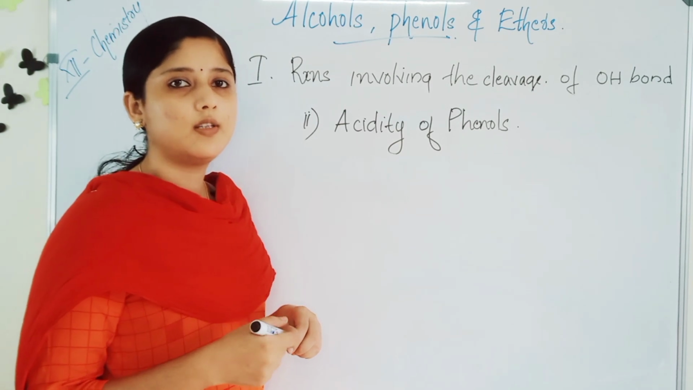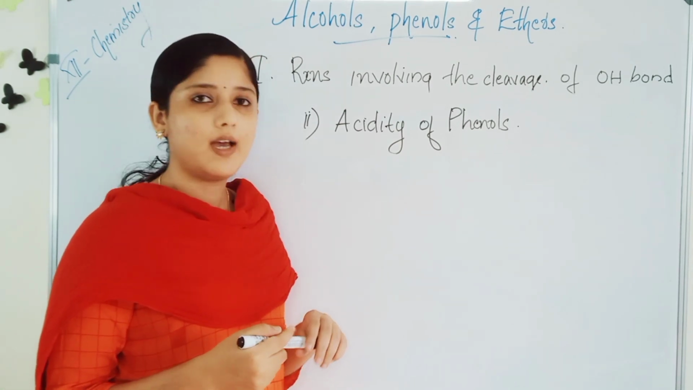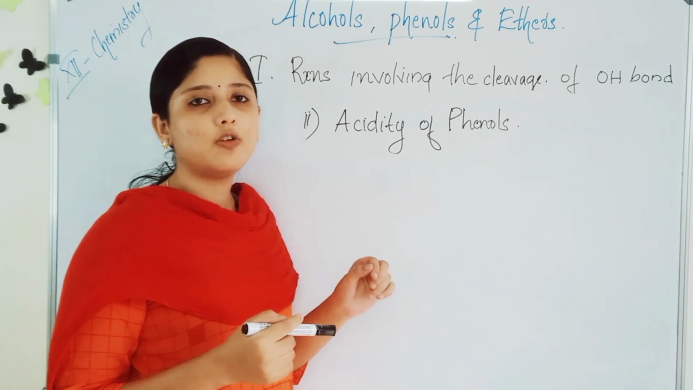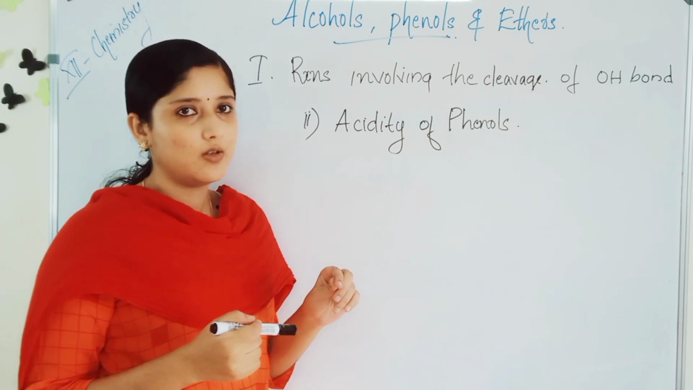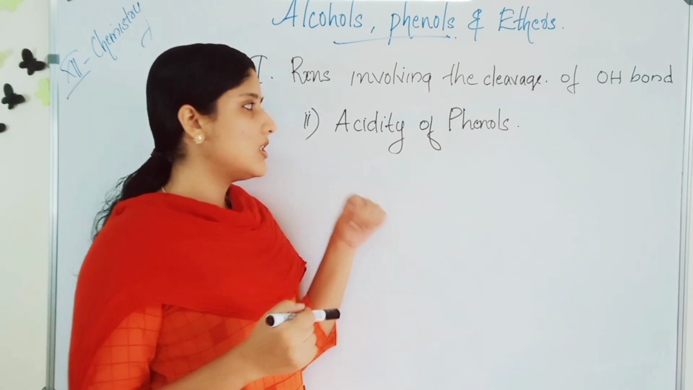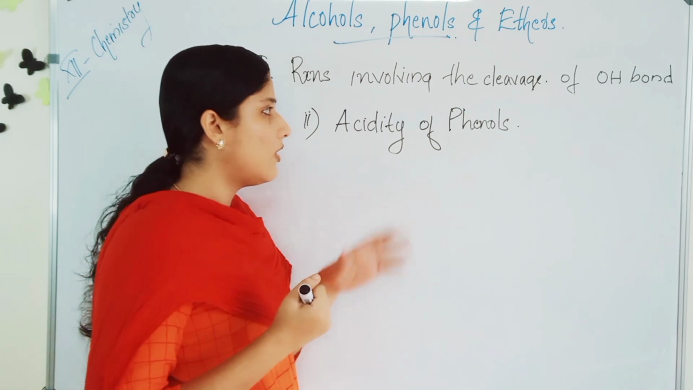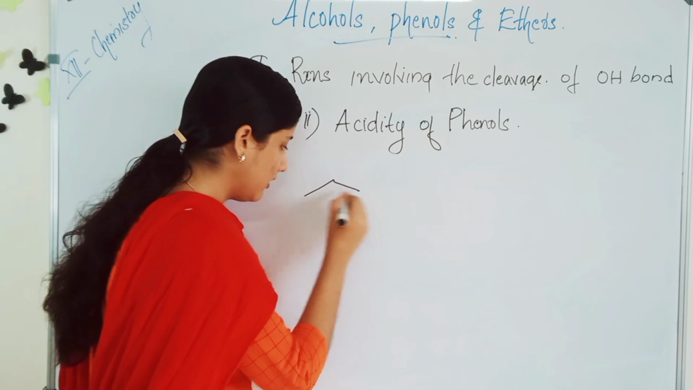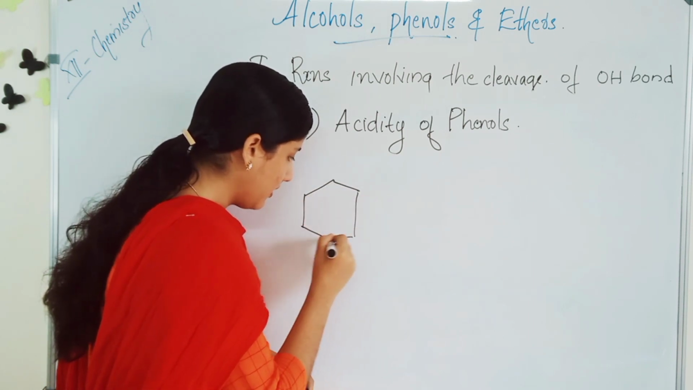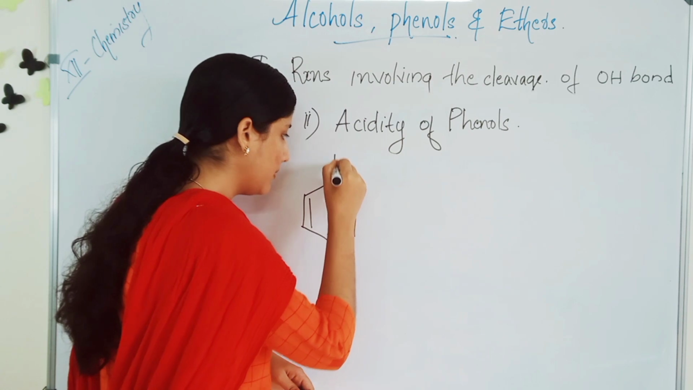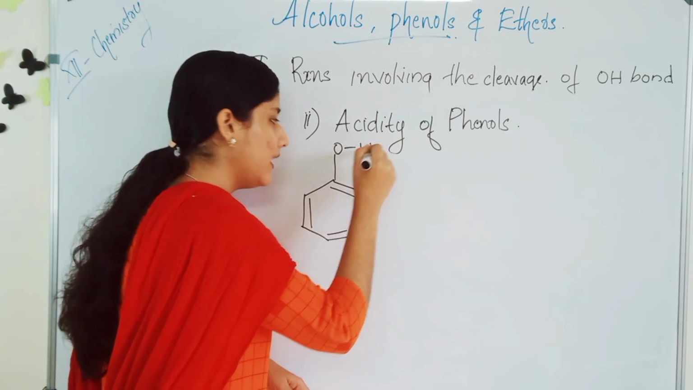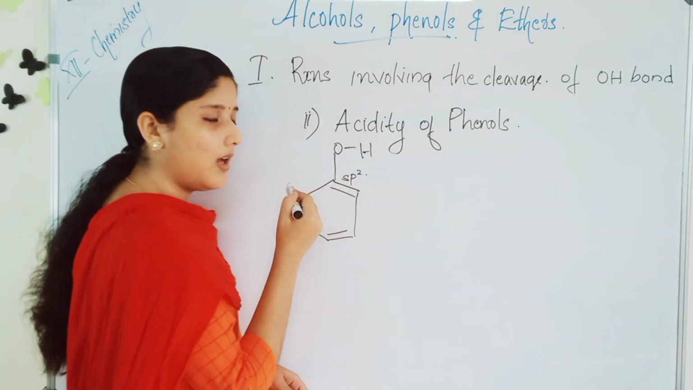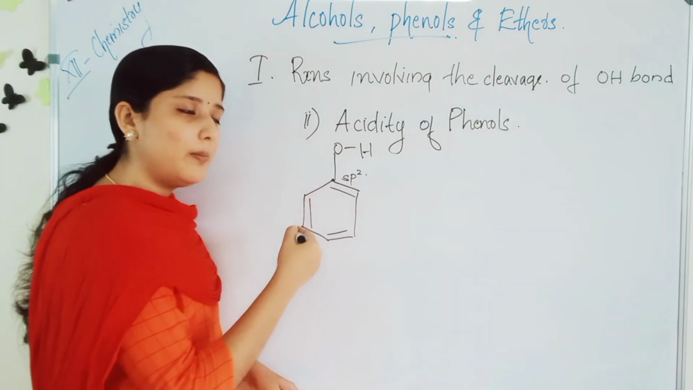Next, about the acidity of phenols. The acidity of phenols can be explained in a similar way. We already studied the reaction of phenol with NaOH, isn't it? What happens? Water gets removed and hydrogen is replaced by sodium. So, we already know that phenols are acidic in nature. In a phenol, look here. Here the oxygen is attached to an sp2 carbon, isn't it? Oxygen is attached to an sp2 carbon of a benzene ring.